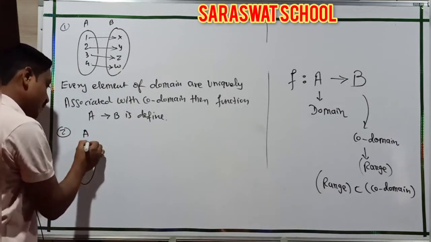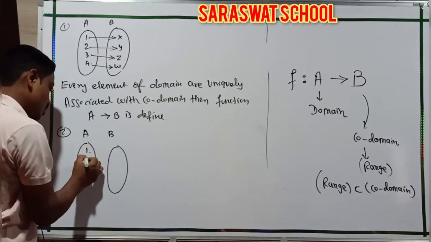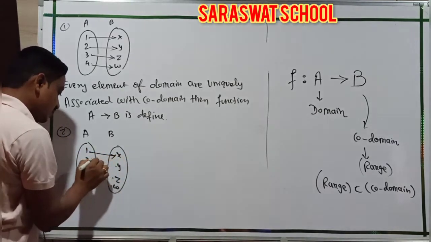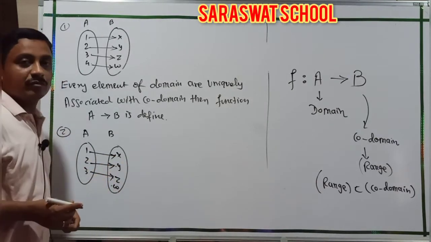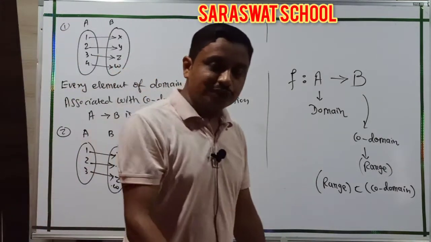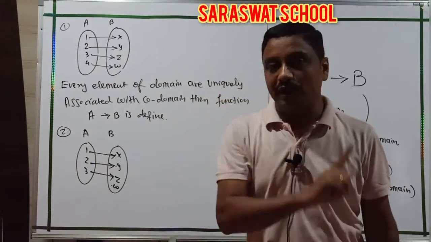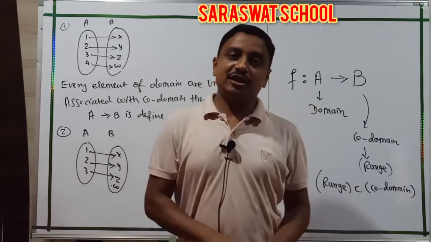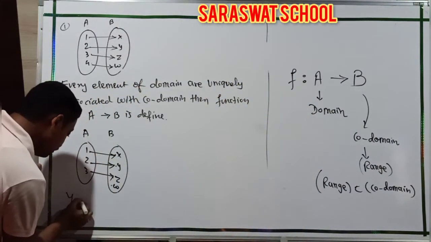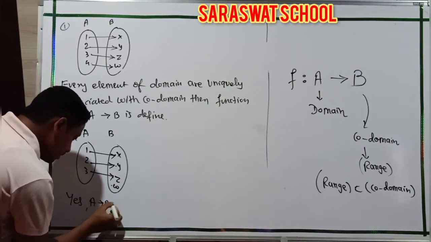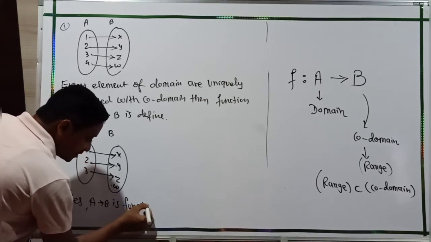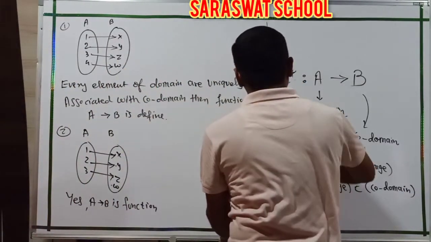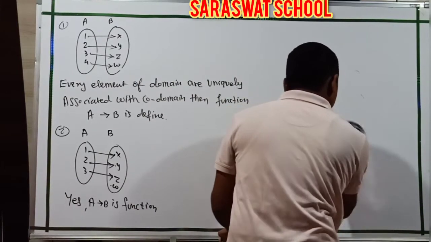One more drawing I draw. Just check out 1, 2, 3 and here x, y, z and w. Just check here whether the domain value is uniquely associated or not. Yes, every member of domain here is uniquely associated. So yes, it is also a function. Yes, A to B is a function. The definition is the same as above, uniquely associated. One more drawing I draw. Students, I will draw 7 types of figure.